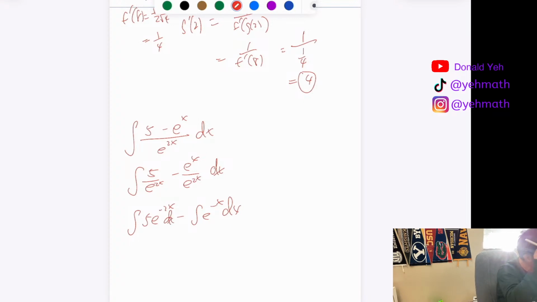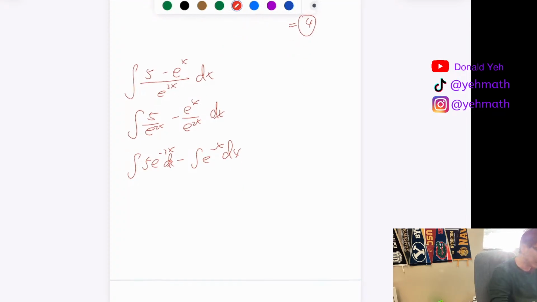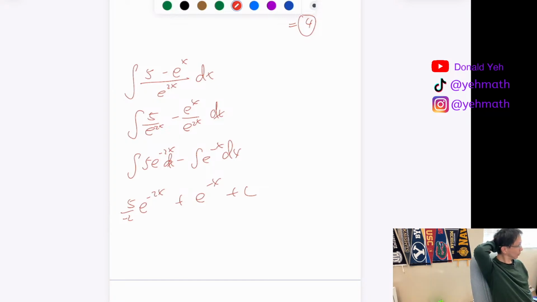Did you do this? It'll be 5 over negative 2 e to the negative 2x plus e to the negative x plus c. Too easy. When the top has multiple terms and the bottom is one term, it doesn't matter whether it's derivative or integration, they all split. There was a u substitution here, by the way: u equals 2x, u equals negative x. I just didn't show that work.